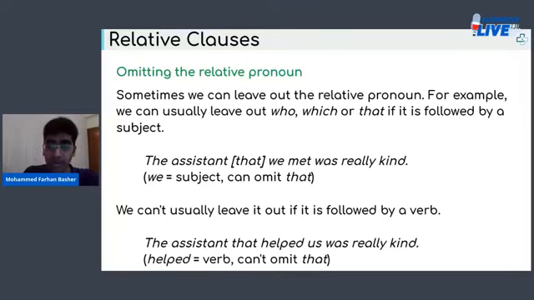But if it were followed by a subject, such as we, he, she, I, then of course you would have to drop not the subject, but the relative pronoun before it, like in the first example. The assistant we met was really kind. Here, putting that would be completely unnecessary and would make it grammatically incorrect. Am I making sense?